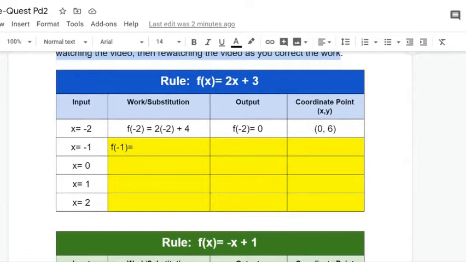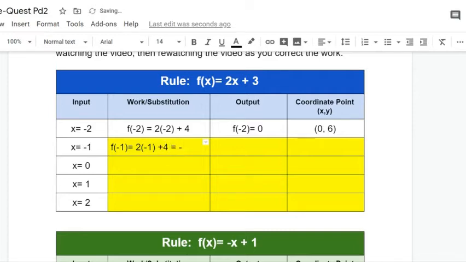So we have f of x equals 2x plus 4. In my modeled example, I used -2. So it was f of -2 equals 2 times -2 plus 4. 2 times -2 is -4, plus 4 equals 0. So that gave us -2, 0. Now I'm going to pick up where you guys are going to pick up. f of -1 equals 2 times -1 plus 4.